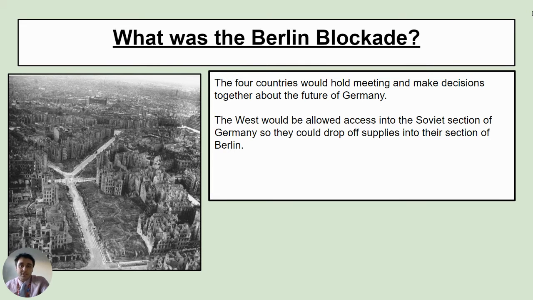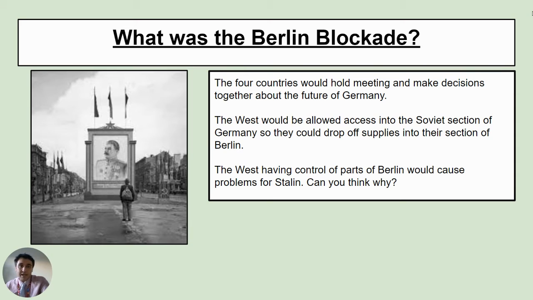They said to the West, well, you're allowed access into the Soviet section of Germany, so you can drop off supplies into your section of Berlin. So if you remember, West Berlin was completely surrounded in communist territory, Soviet territory. And they said, we'll open the roads, you can drive in, you can come into our section of Germany to go to your section of Berlin.